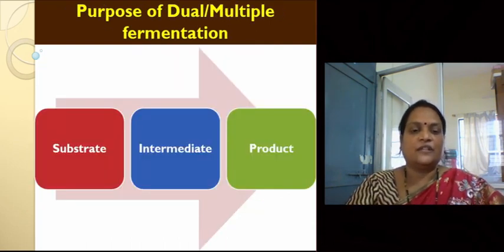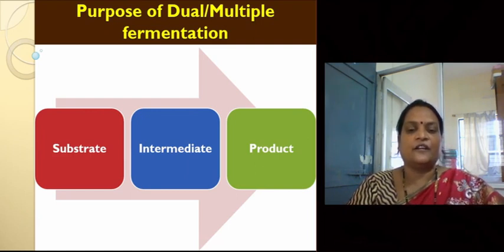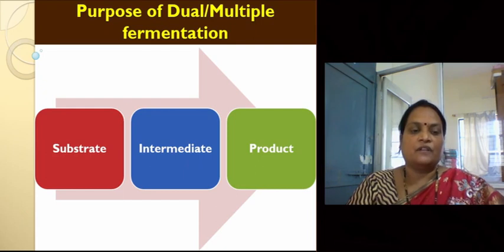Here the figure shows that the substrate is converted to an intermediate and the intermediate is converted to the product. For converting substrate into intermediate, we use one organism. For converting intermediate into product, we use another organism.